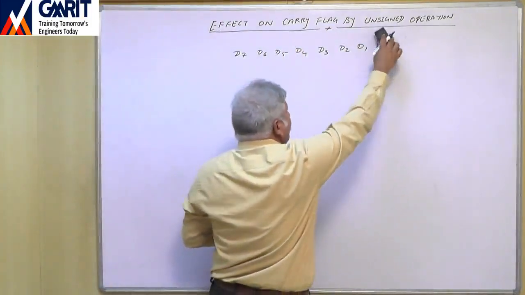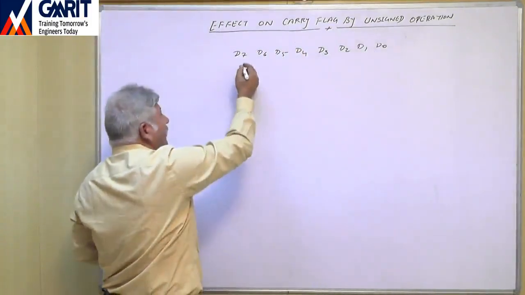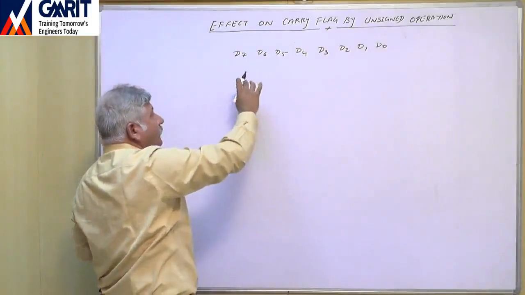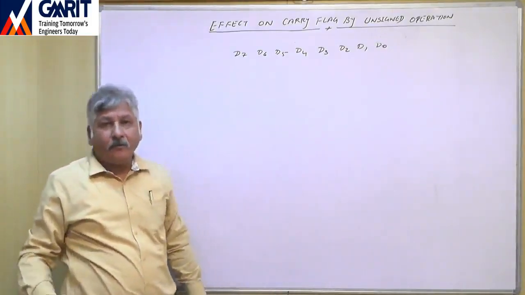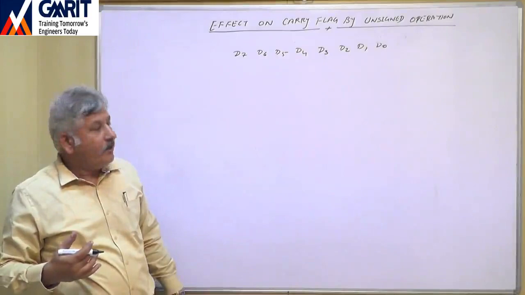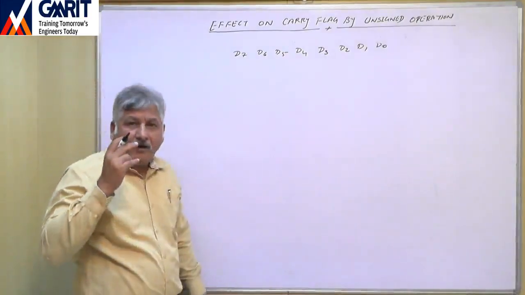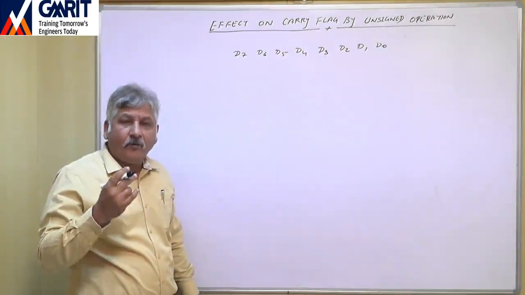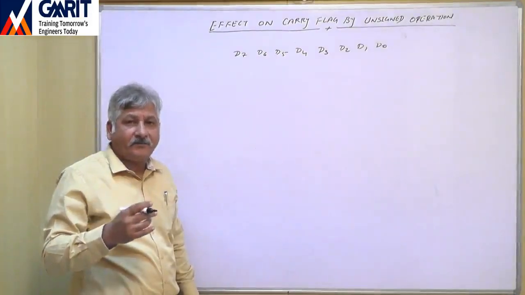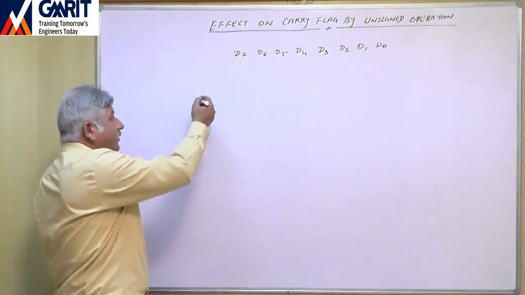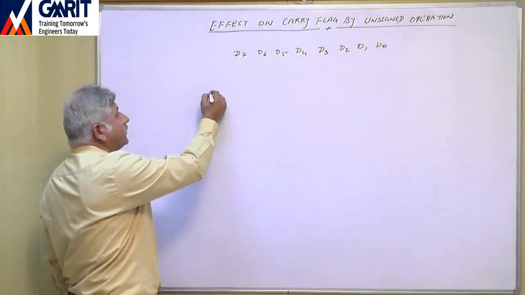Now for the overflow flag, suppose two numbers are there when we are performing the addition. Under what condition will the overflow flag set? There are two conditions for that.